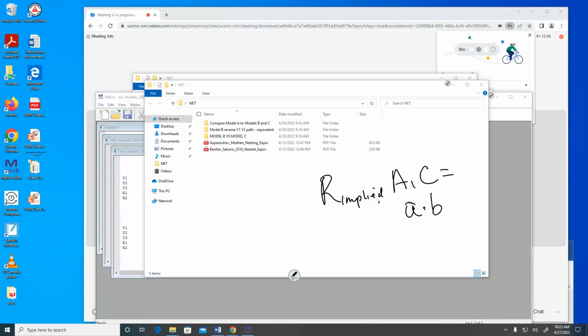between A and C. If I allow for there to be that path, so let's do this again. I've got this path, and this path. If I allow for that path to be there, so let's say this is A, B, and C. If I allow for that path, now I'm saying the model implied correlation between A and C is A times B plus C. And C is whatever's left over, in some sense.